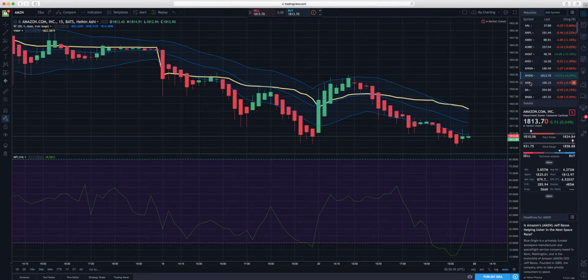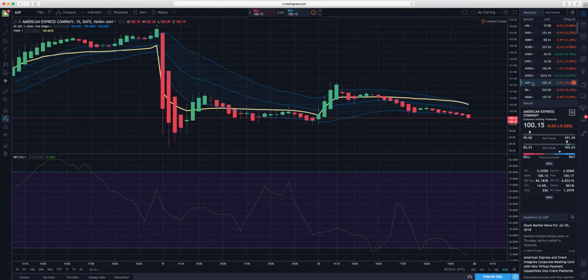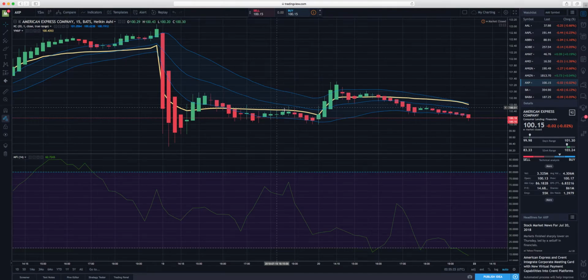You don't want to buy an expiration a couple of days out. You also don't want to play on these earnings plays, because it could go up 80%, it could go down 80%. You don't want to play that. Let's take a look at American Express.